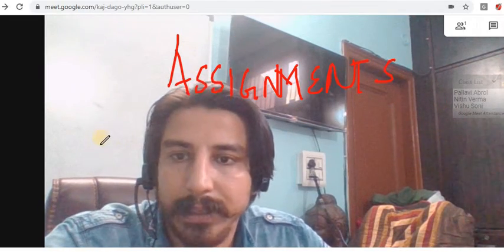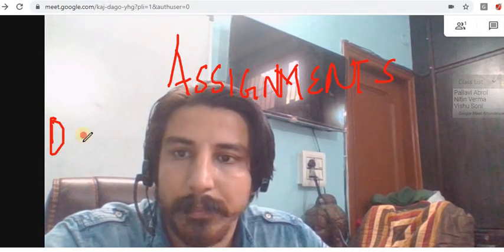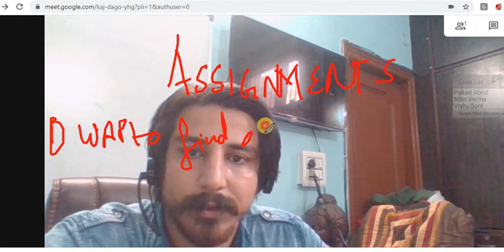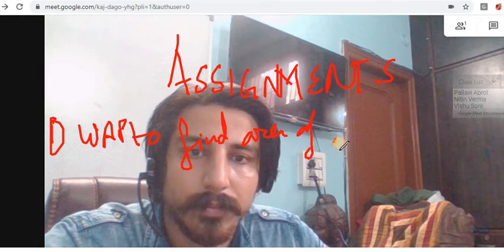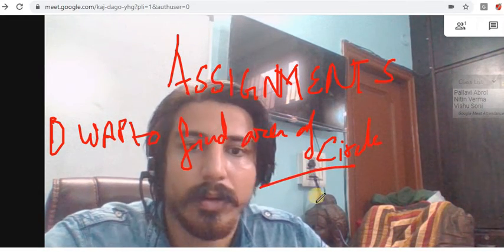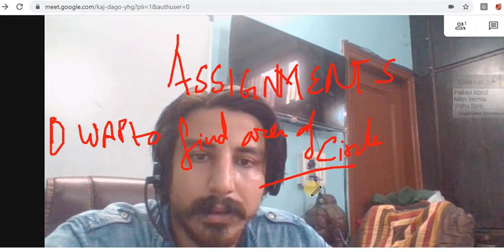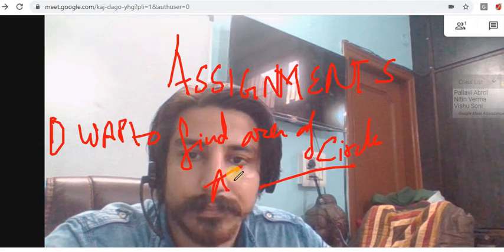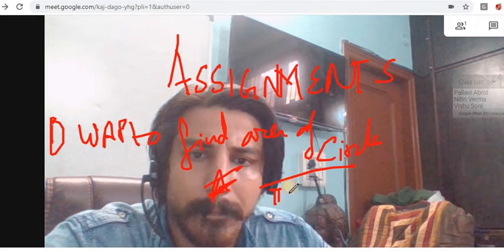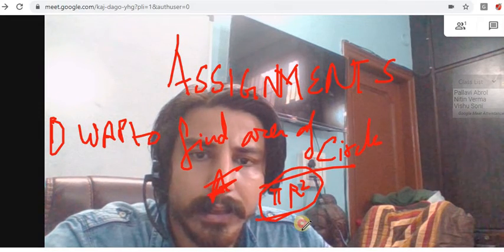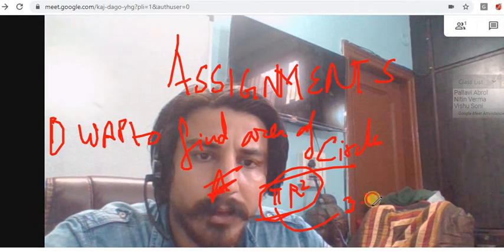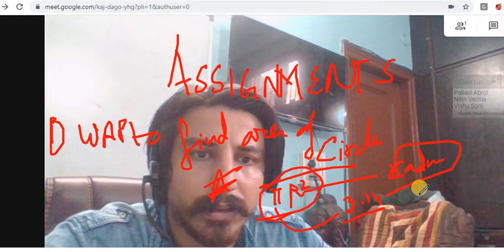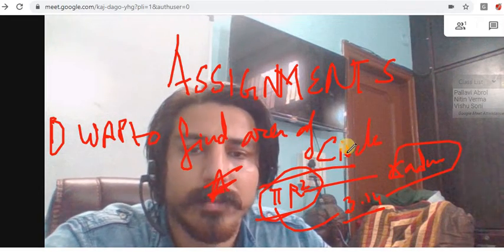So the first assignment is to write a program to find the area of a circle. I am giving you a hint: the formula for the area of a circle is pi r square. Here the pi value is constant, that is 3.14, and the r value, the radius, you have to ask from the user, and you have to implement this formula.